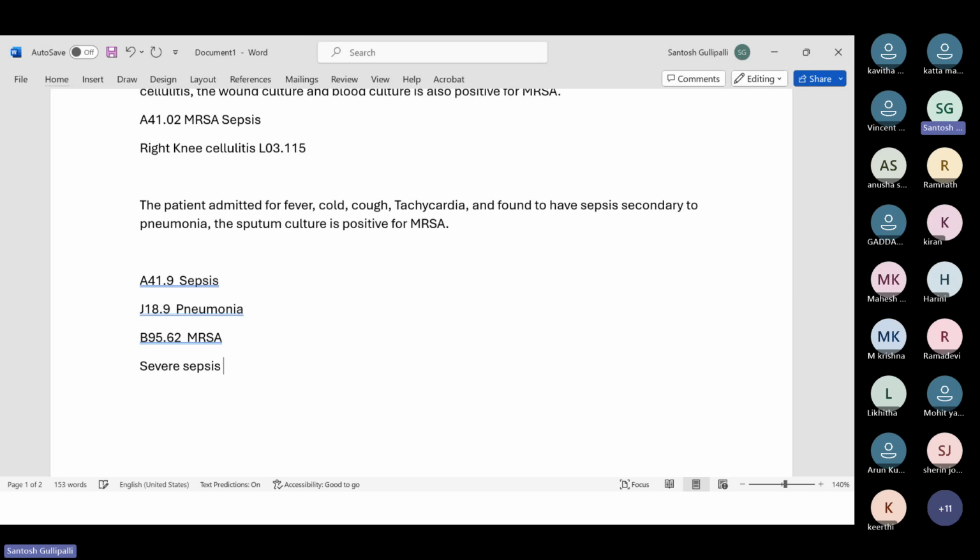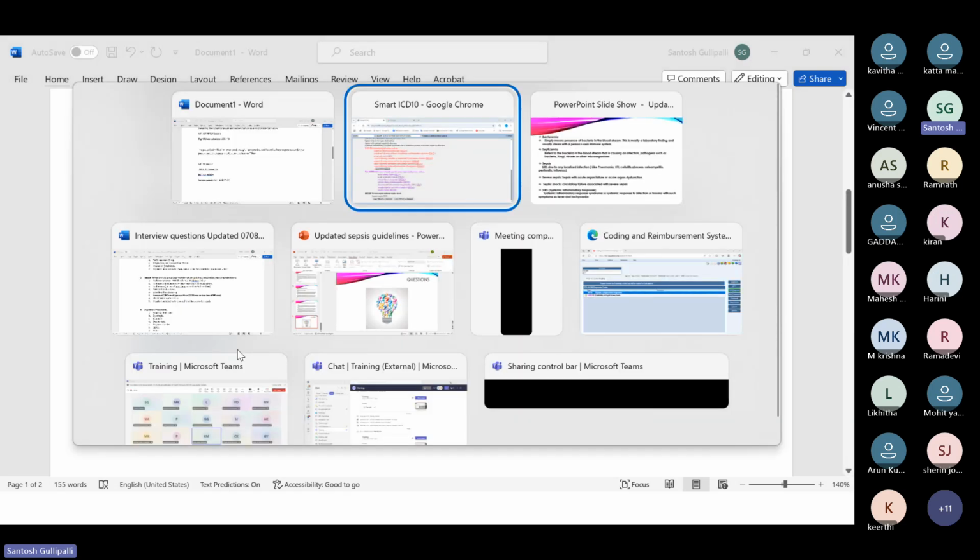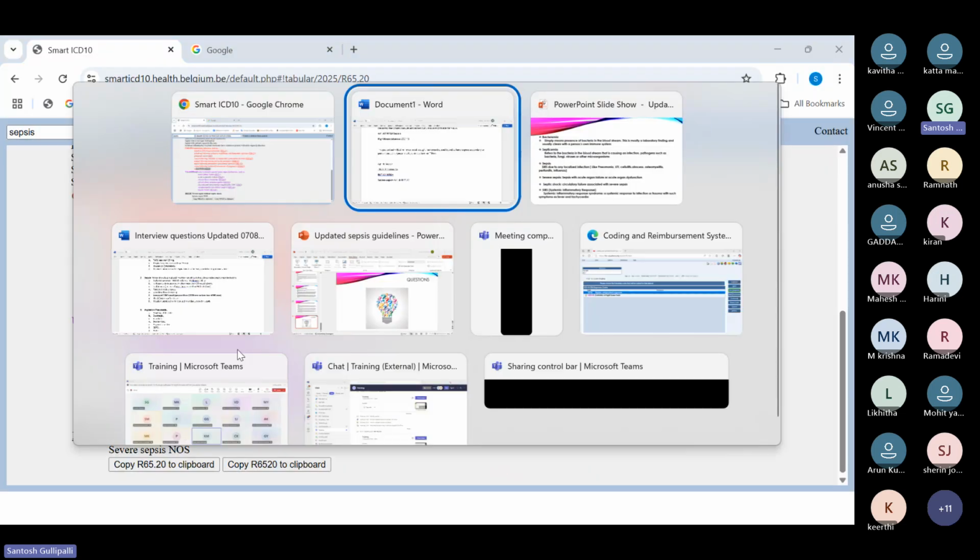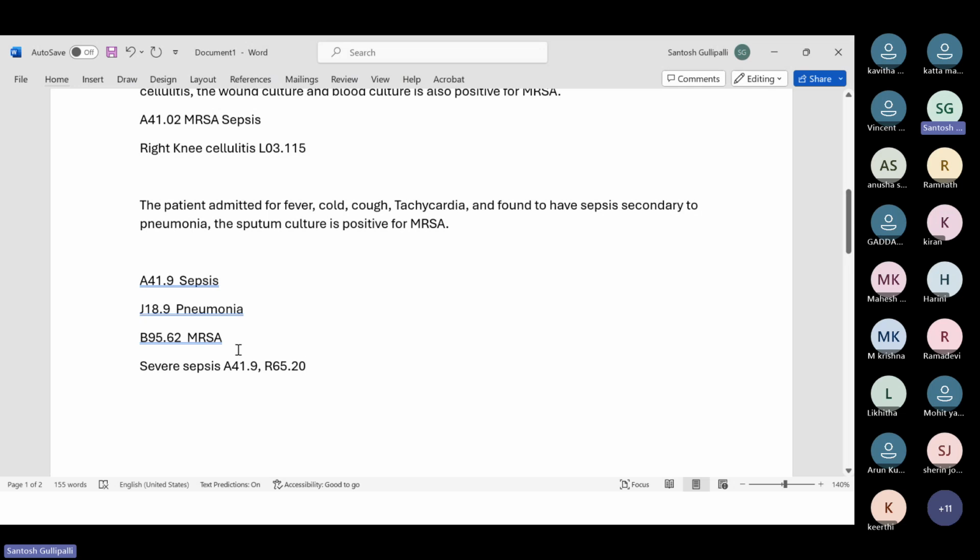The physician documented severe sepsis. By default, two codes are required. When severe sepsis is documented, first you code sepsis. The sepsis code is A41.9, and the second code is severe sepsis, R65.20.